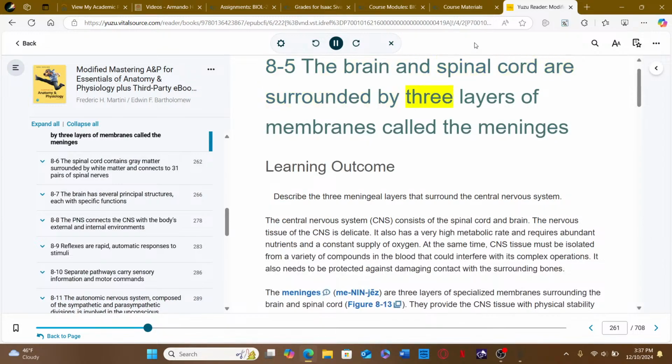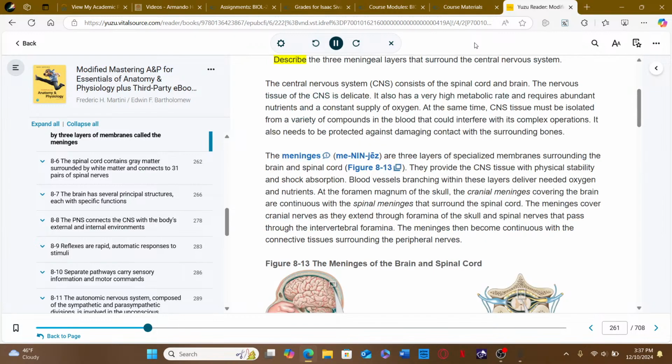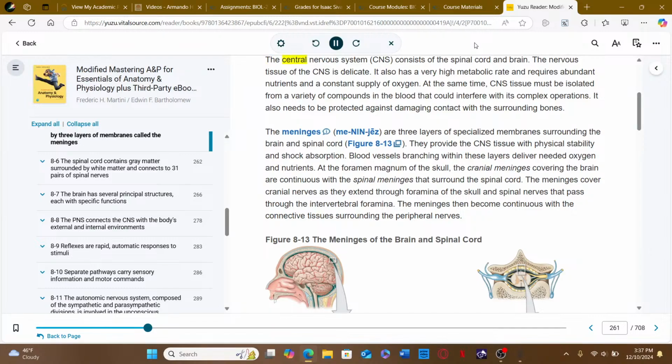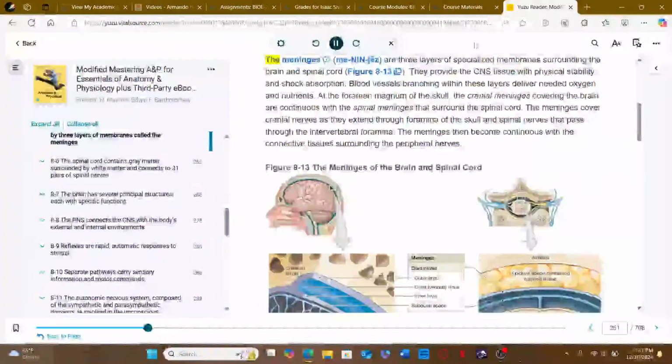8-5 The brain and spinal cord are surrounded by 3 layers of membranes called the meninges. Learning outcome. Describe the 3 meningeal layers that surround the central nervous system. The central nervous system, CNS, consists of the spinal cord and brain. The nervous tissue of the CNS is delicate. It also has a very high metabolic rate and requires abundant nutrients and a constant supply of oxygen. At the same time, CNS tissue must be isolated from a variety of compounds in the blood that could interfere with its complex operations. It also needs to be protected against damaging contact with the surrounding bones.